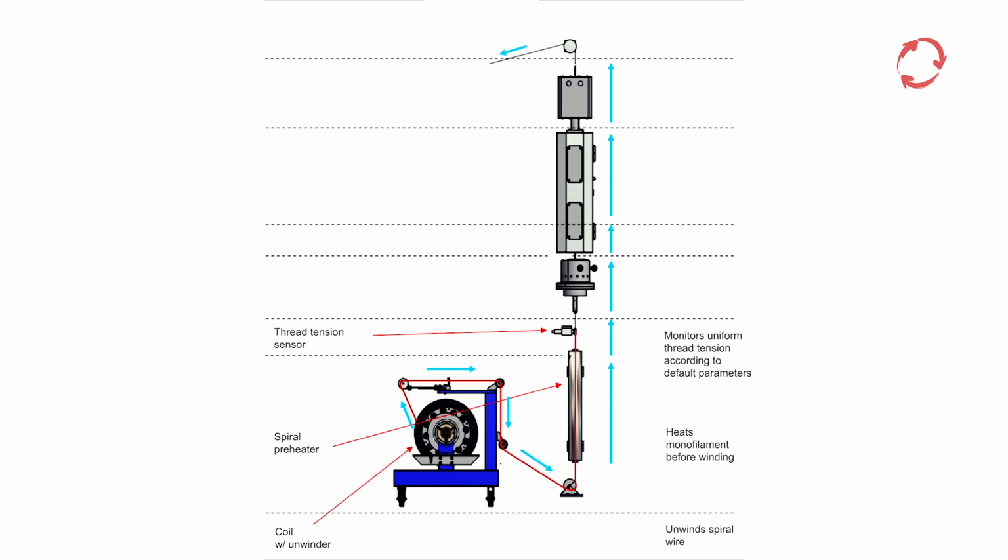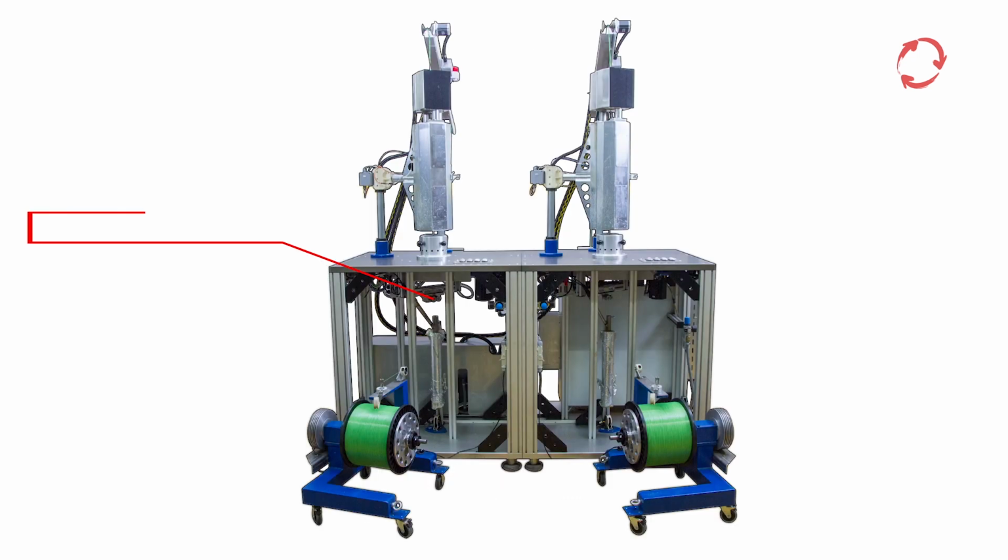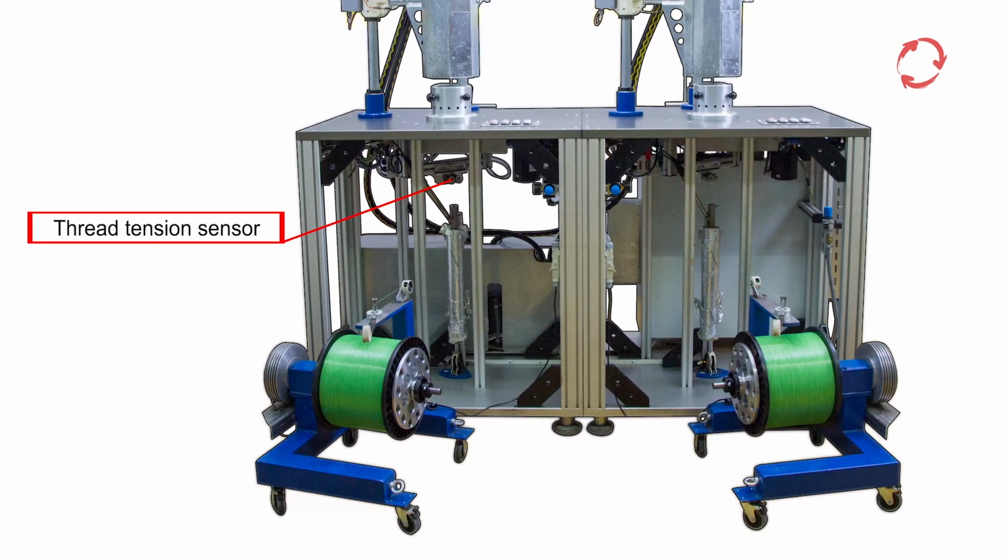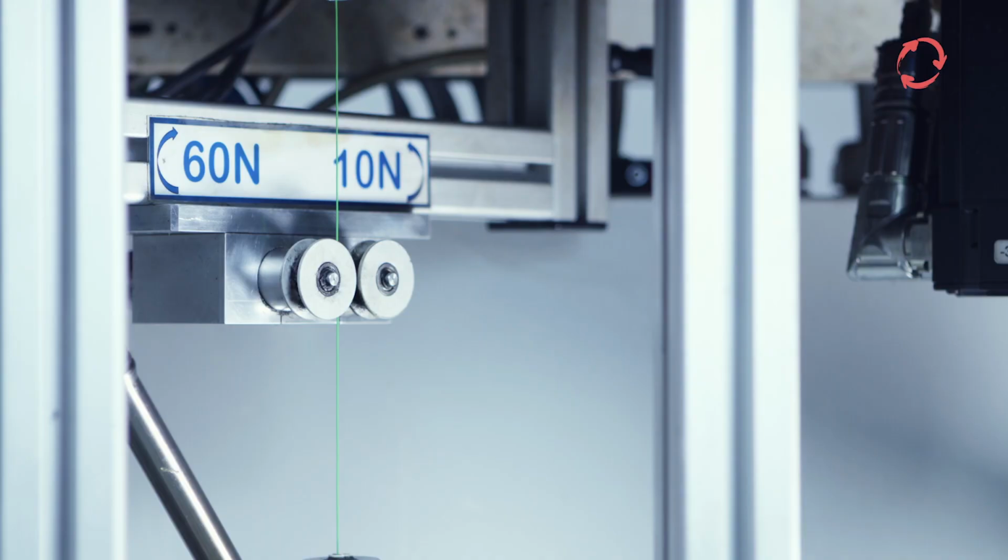Using the thread tension sensors, the controls constantly compare the current thread tension with the parameter values specified in the controls, and regulate it via the tangential unwinder. Depending on the material to be processed, there are two measuring ranges, 10 Newton and 60 Newton.